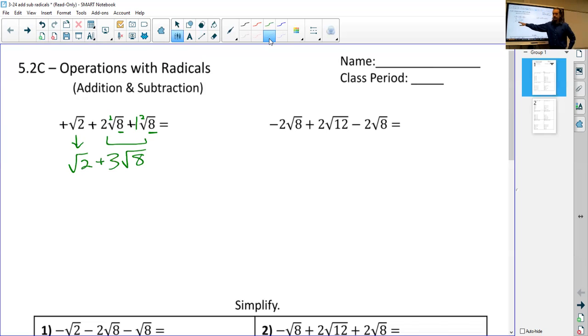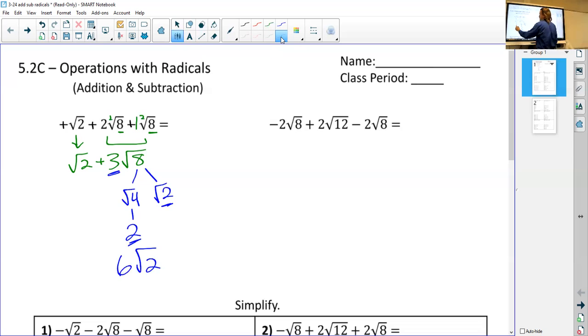So we cannot combine these two because the square root of 2 and square root of 8 are separate things. So I can't combine them as is, but I can look to simplify the square root of 8. Square root of 8 is the square root of 4 times the square root of 2, and we know that the square root of 4 is 2. So if I combine all these together, 3 times 2 is 6, and then 6 times the square root of 2. So 3 times square root of 8 is equivalent to 6 times square root of 2. I can bring this one down.